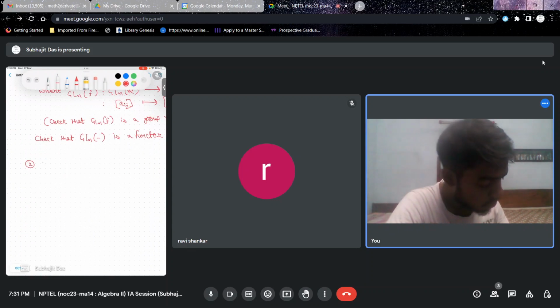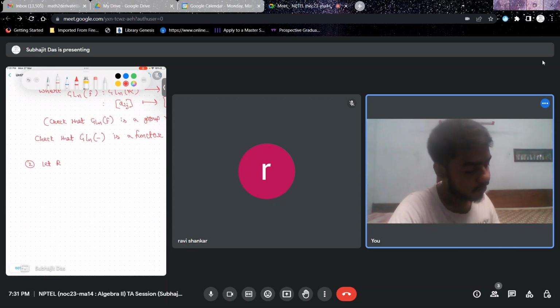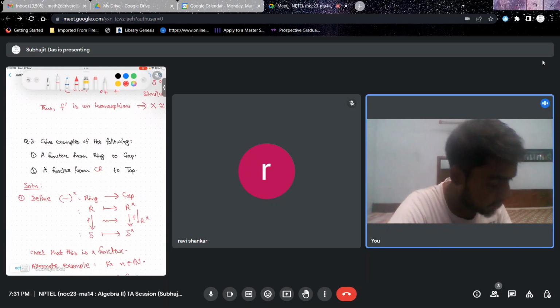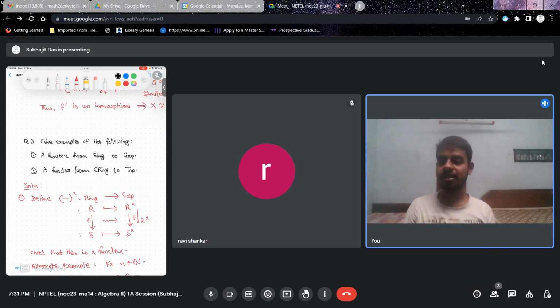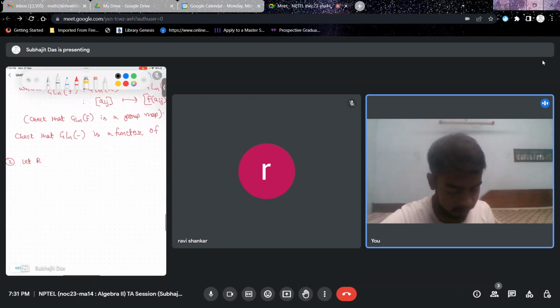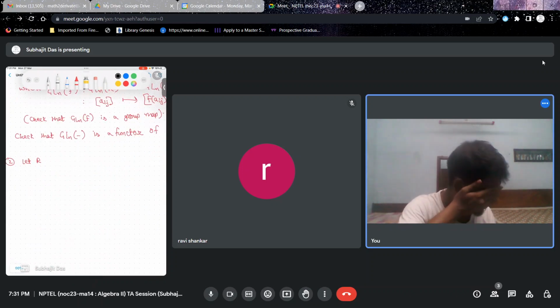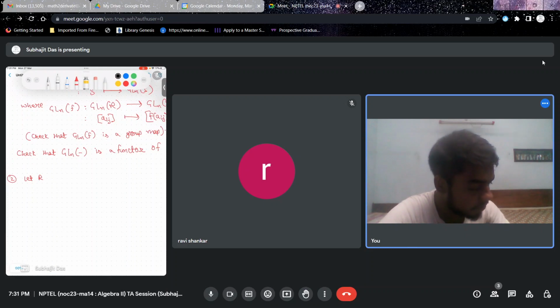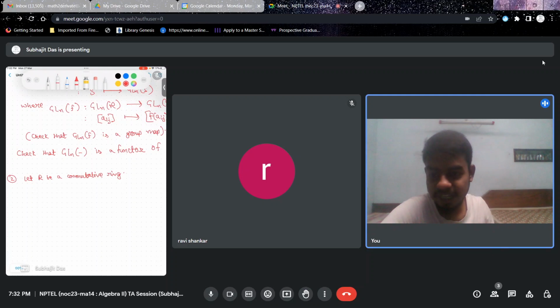Yeah, so I need to make some changes here. This is not just ring, this is C ring, that is commutative rings. So I'm looking at the particular subcategory of commutative rings and ring homomorphisms. It's a full subcategory. So let R be a commutative ring. Now this is very interesting.